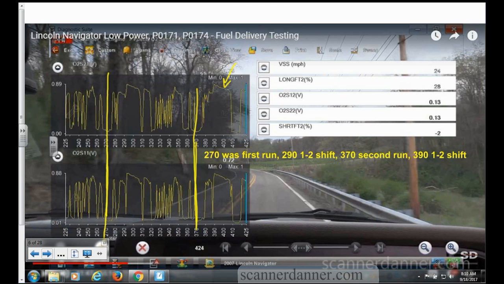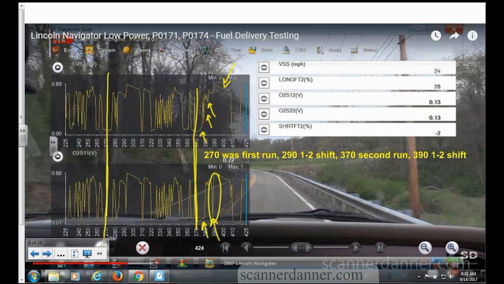So let's analyze this a little bit. At wide open, it's initially lean. It does go rich, but there's another lean pocket in here. It's not quite all the way rich. This was the 1-2 shift. It only really saw that on the one side, not the other, but I was focused on the wrong areas really when I was driving the car.